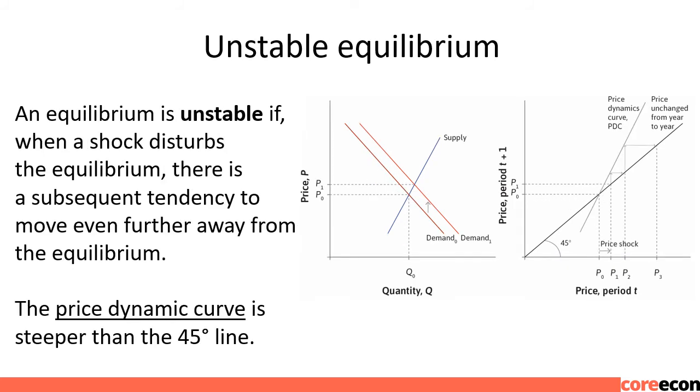Unstable equilibrium. An equilibrium is unstable if, when a shock disturbs the equilibrium, there is a subsequent tendency to move even further away from the equilibrium. The price dynamic curve is steeper than the 45-degree line. Instability and bubble. A self-reinforcing bubble is the outcome of an unstable equilibrium.